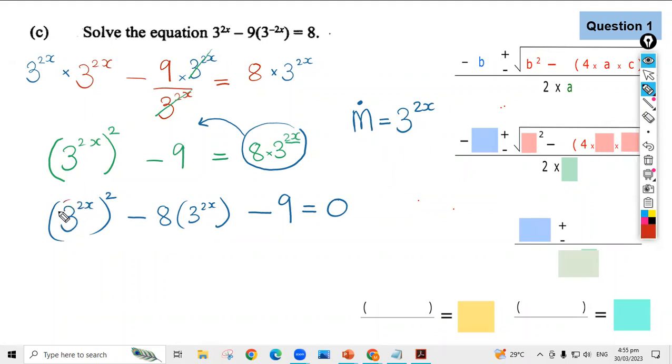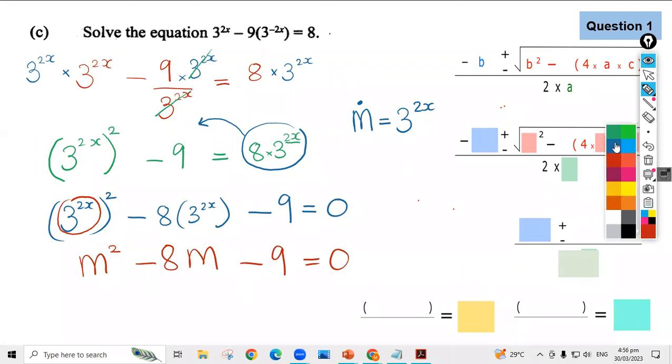Look at this here. We could throw him away and replace it with M, but it has this annoying squared waiting here. Over here, we have 8. And what do we have in the brackets? 3 to the power 2x. Replace that with M. -9 is equal to 0. Do you all see the quadratic now? We have a quadratic, but instead of the letter x, we have the letter m. So when we solve that quadratic, we will be solving for the letter m.